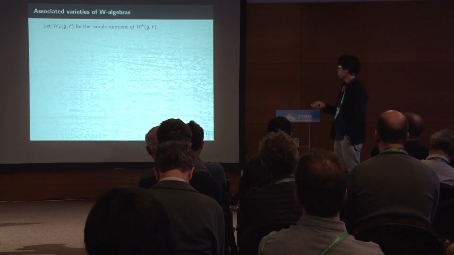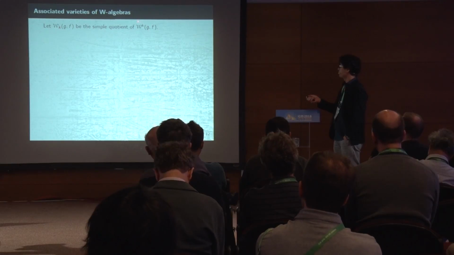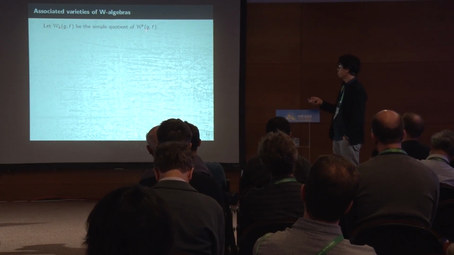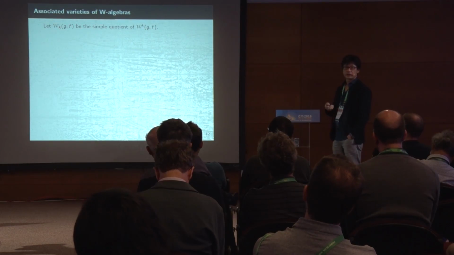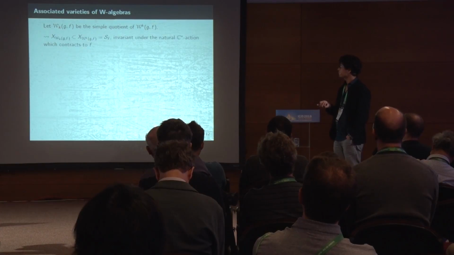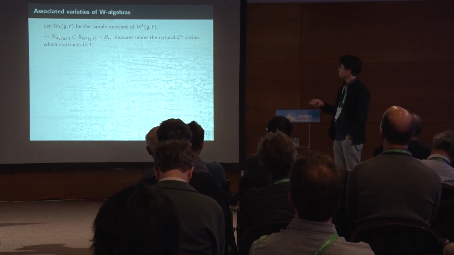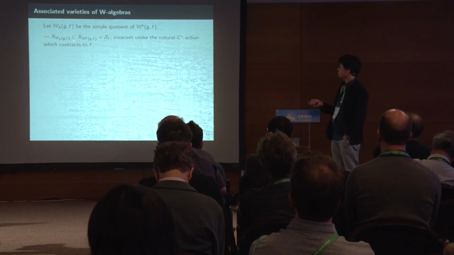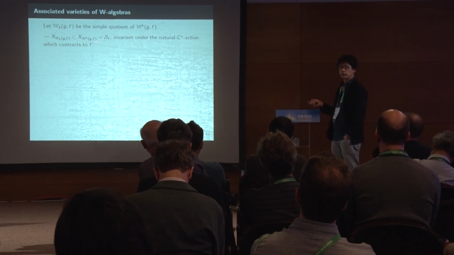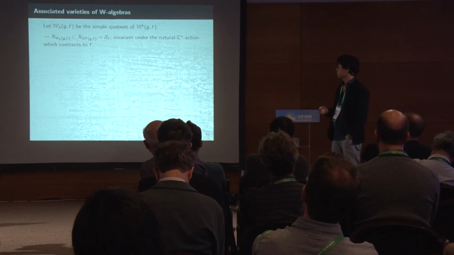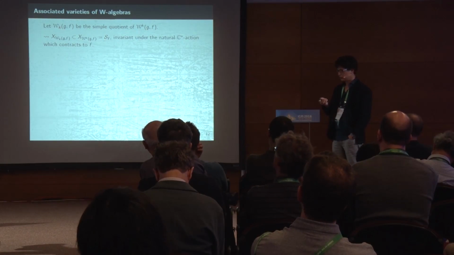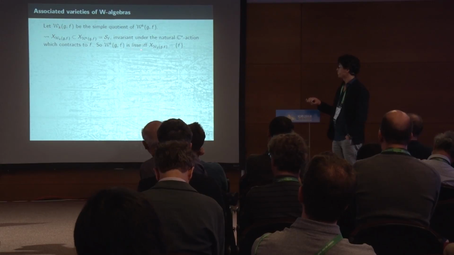Now, the universal W-algebra is never lisse because its associated variety is a Slodowy slice, so it's not zero-dimensional at all. But if you take a simple quotient, it has a chance to be lisse. The associated variety of the simple quotient is a subvariety of the Slodowy slice, which is invariant under the natural C* action, which contracts to the point f. So this is lisse if and only if this associated variety is the point f.